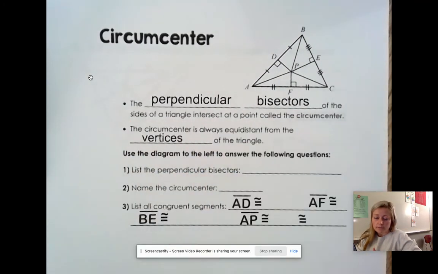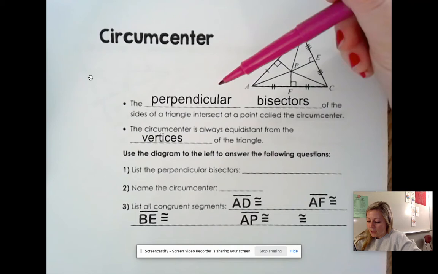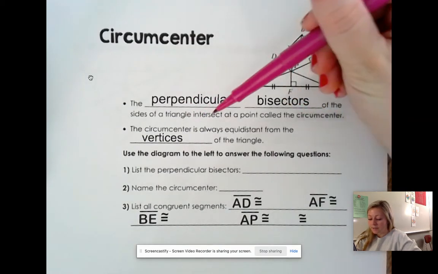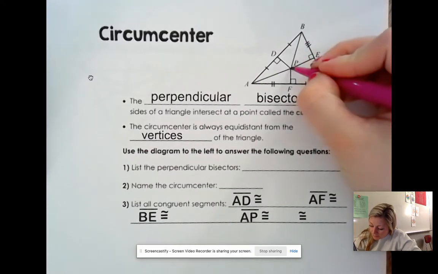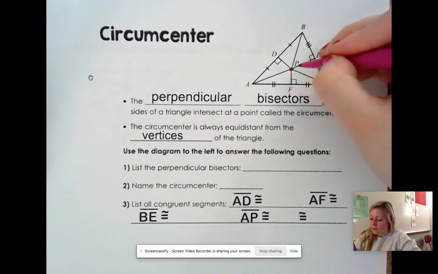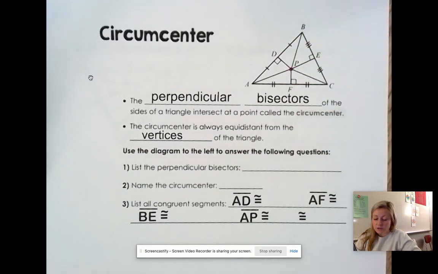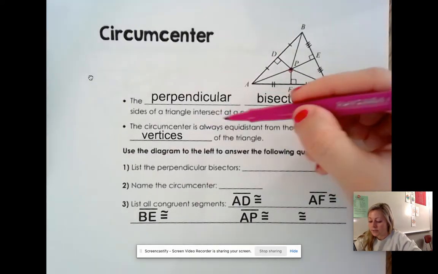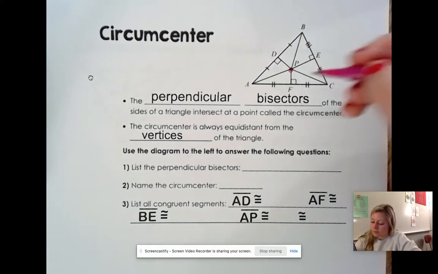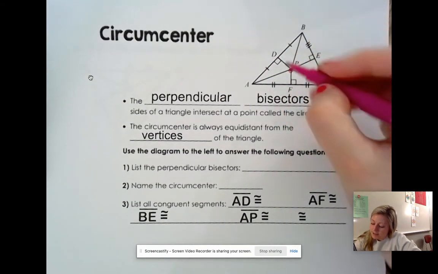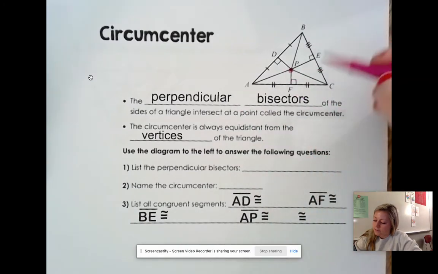So, okay, here we go. The perpendicular bisectors of the sides of a triangle intersect at a point called the circumcenter. So that would be right here. So here are all my perpendicular bisectors of that triangle, and they all come together at one point called the circumcenter. The circumcenter is always equidistant from the vertices of a triangle. So point P is the same distance away from all of the corners of your triangle.